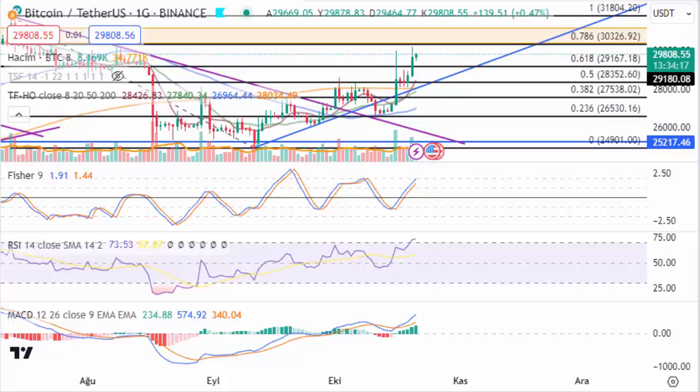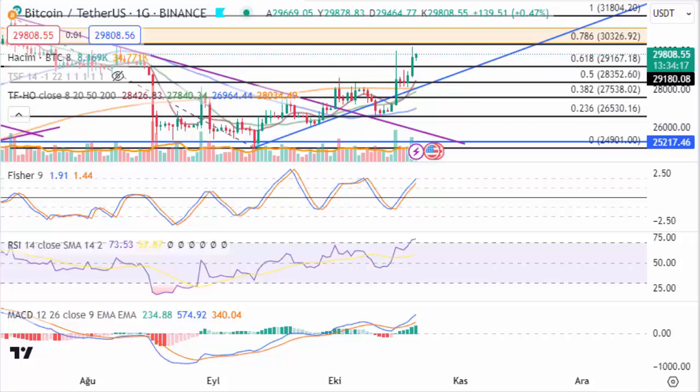Looking at the Fisher indicator, Fisher gave us a buy signal a few days ago with a nice breakout, and with this buy signal, we can see that the price movements are also rising. According to the Fisher indicator, as long as there's no break to the downside, price movements can continue to rise.